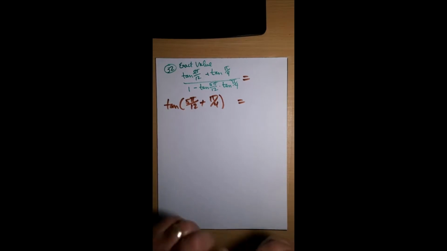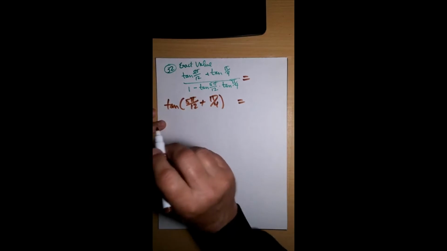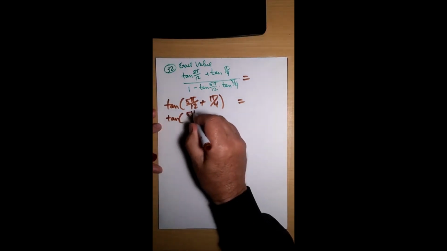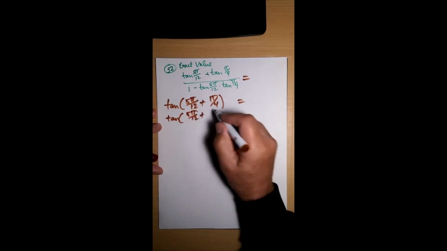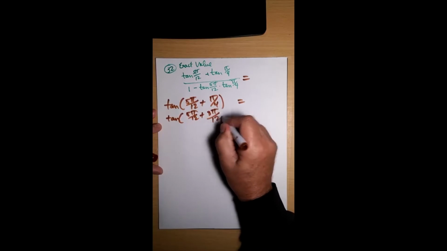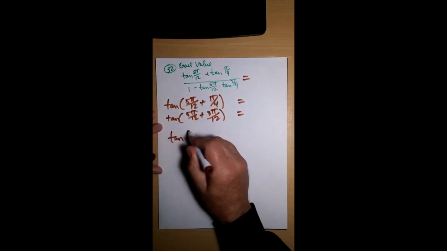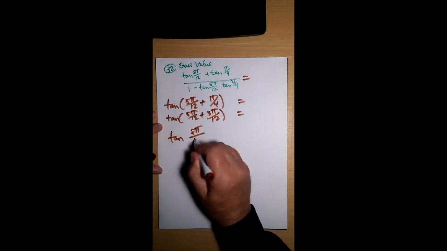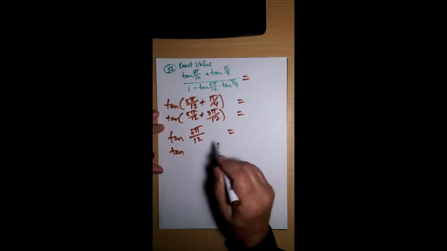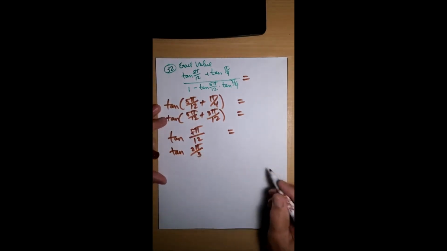We've got to combine these two things. How many pi over 12s is pi over 4? The tangent of 5 pi over 12 plus 3 pi over 12. So 5 and 3, this is really the tangent of 8 pi over 12. Let's reduce that. If we divide both by 4, 2 pi over 3.